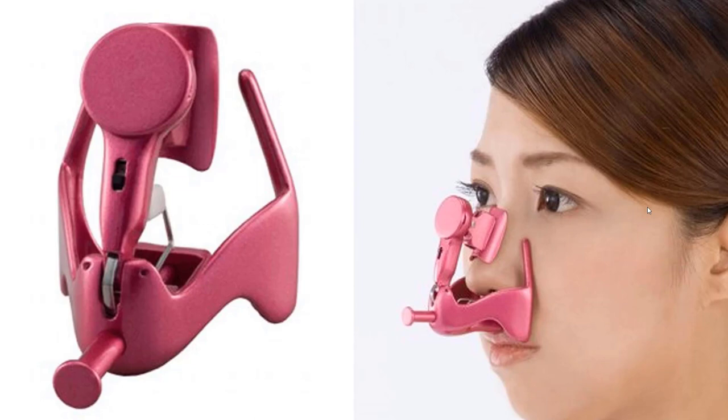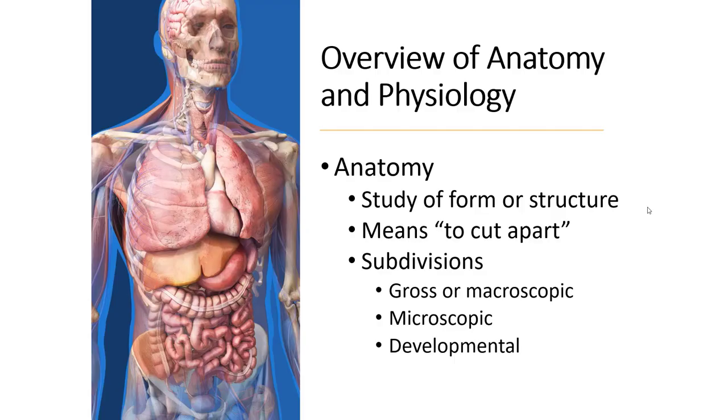But by now you're probably thinking, I signed up for human anatomy and physiology. Why is he showing me picnic pants and nose shapers? Well, that is the central idea of our class. Keep those three things in mind. We're going to come back to them in just a couple of slides. But first, we talk about anatomy and physiology. This is a class that covers both of those.